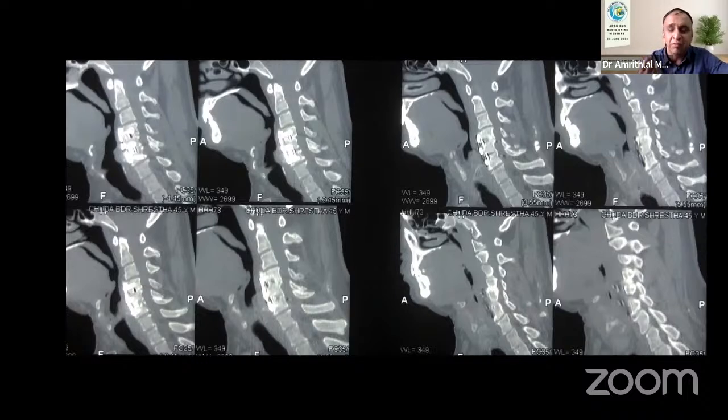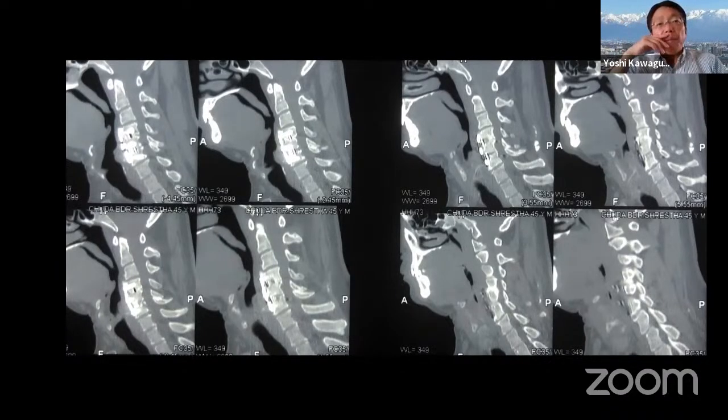Probably the hand functions, anything to do with that, is what I'm thinking. Maybe an MRI to look at the C6-7 and see if there is significant compression, then do a fusion there also, so that you can hopefully improve the hand function if it's possible. Dr. Yoshi, any comments? Yes, thank you.